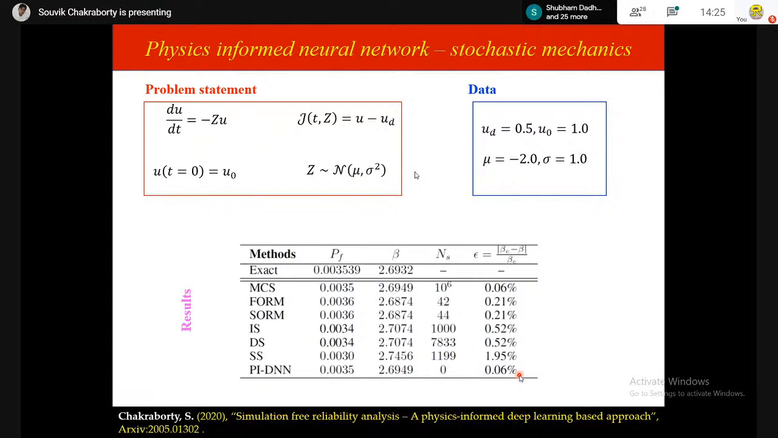Now, this paper is currently under review, but a version is already on arXiv, so you can have a look, where we show how you can solve a reliability analysis problem with no data.